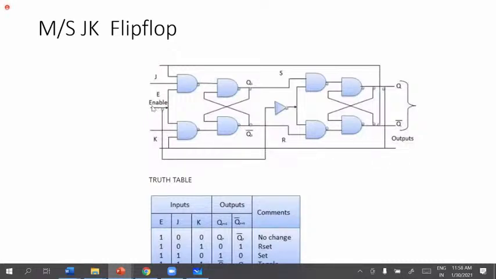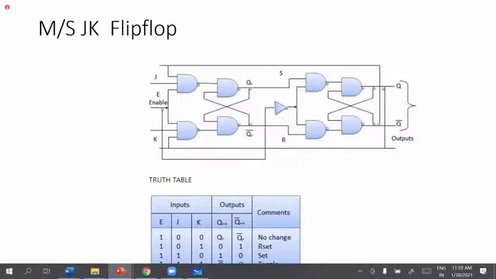When the clock is made high, this is active, and based on this input, suppose J is equal to 1, K is equal to 0, then it is set condition. Immediately we can put the clock low, then this will be active. Even though there is a feedback connection, you can see all the conditions properly. That's why using a master slave JK flip-flop, we can eliminate that race around problem.